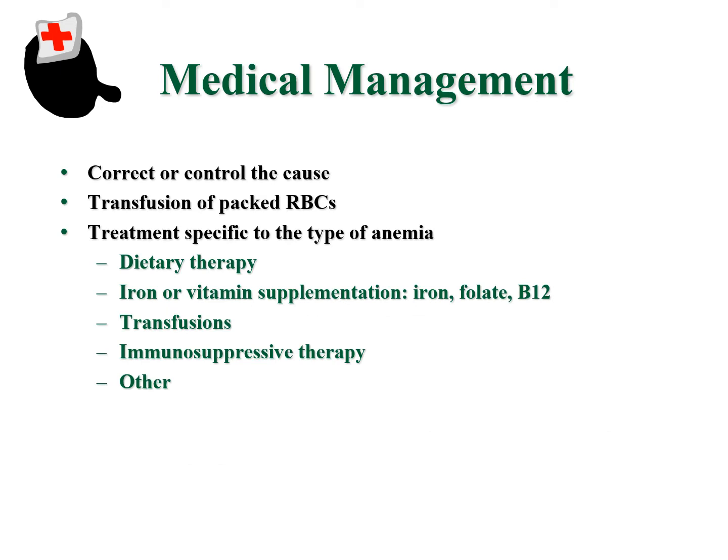Medical management of anemia, you're going to want to correct or control the cause. We can transfuse blood products as needed, but we're also going to want to go over dietary therapy, making sure that they're taking in enough iron and vitamins, and also, again, determine the cause of the anemia. If it's an autoimmune disorder, then having them on some type of immunosuppressive therapy can also help prevent the destruction of red blood cells.